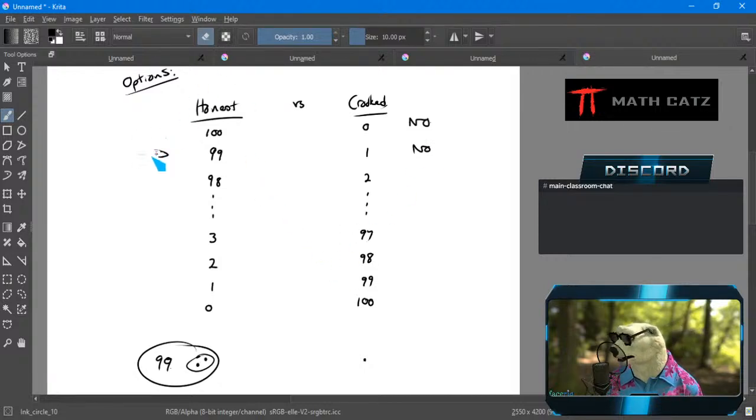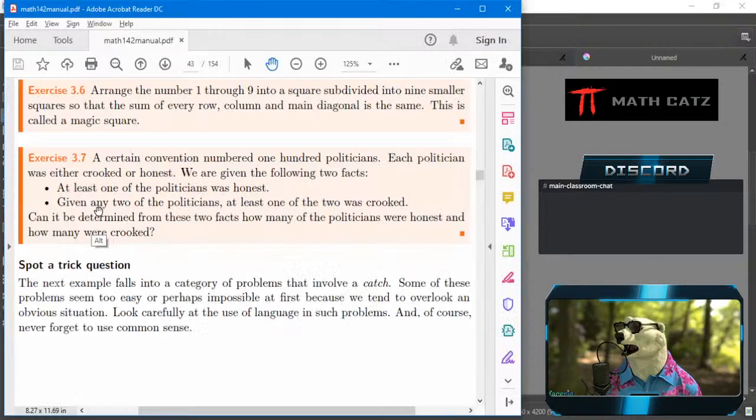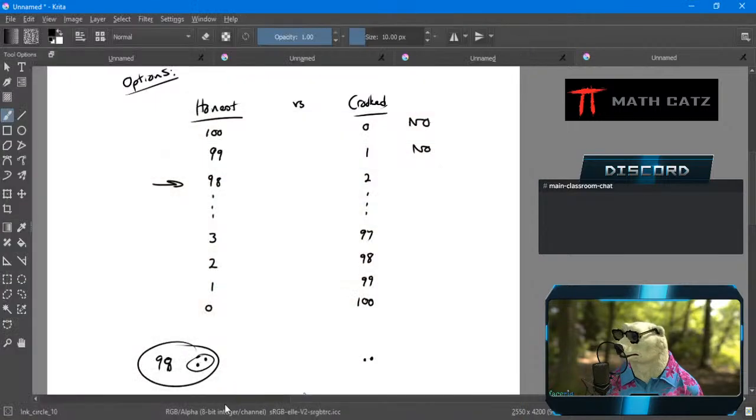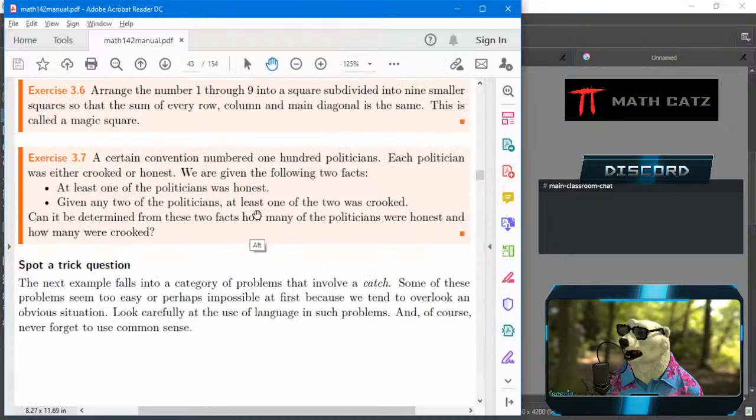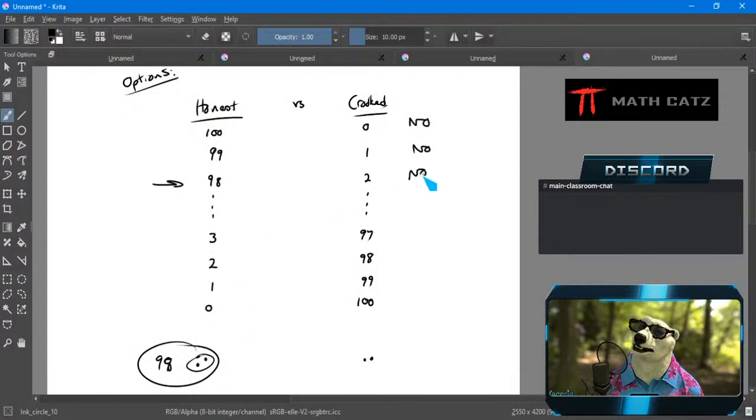So then I continue to the next one. And 98 and 2 is still an issue. Sure, I have more crooked politicians, and if I select my two from some of these crooked ones, then that fact will be true. But it's any two politicians. I can select within this honest circle two politicians, and then the fact is not true. I won't have a crooked politician. So that's going to be a no as well.